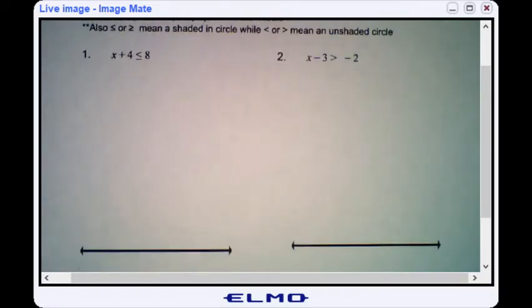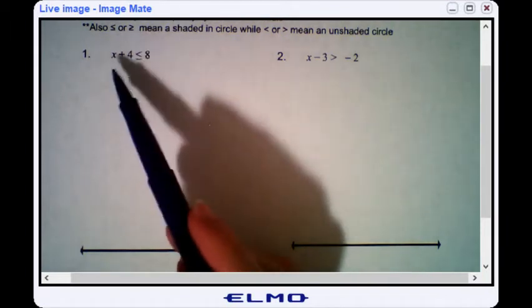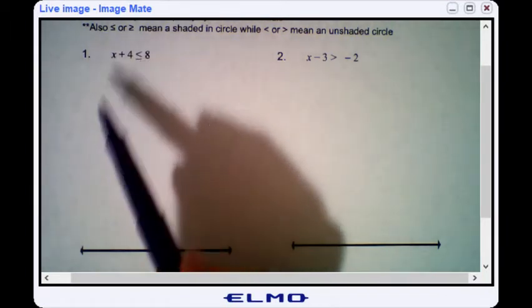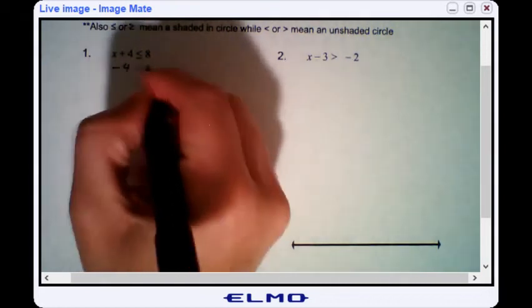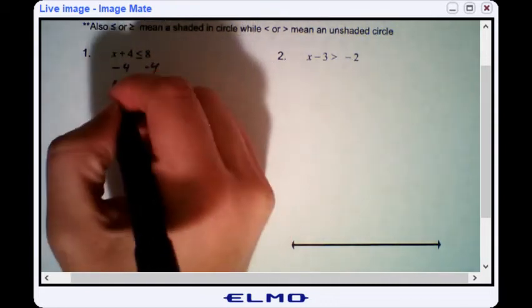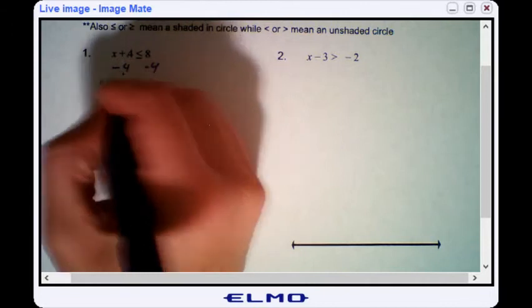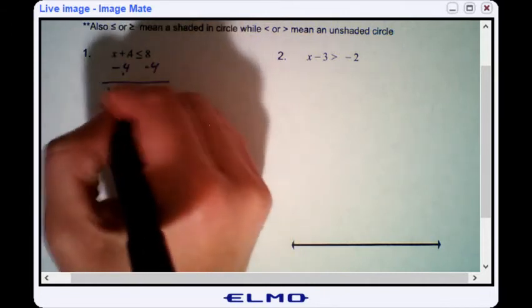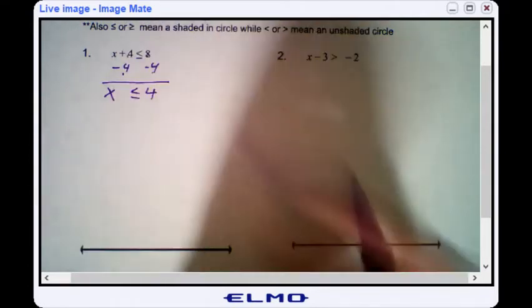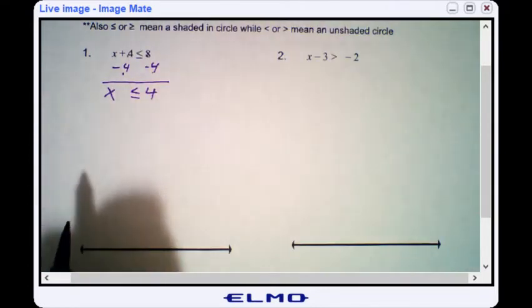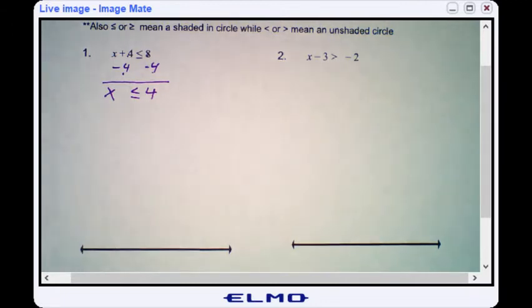If we look at number 1, I see x plus 4 is less than or equal to 8. Because that's addition, I'm going to do the opposite to move it to the other side. So I'm going to subtract 4 from both sides. Positive 4 minus 4 becomes 0, so I'm left with x is less than or equal to 8 minus 4, which is 4. X is all by itself, so I solved it. Now I'm going to graph it.